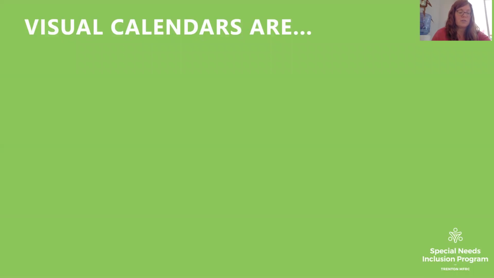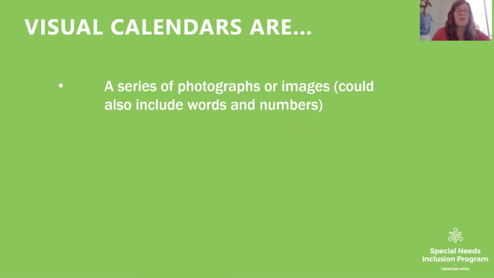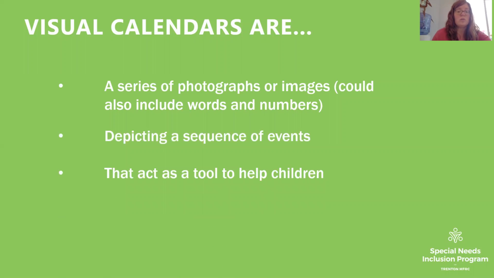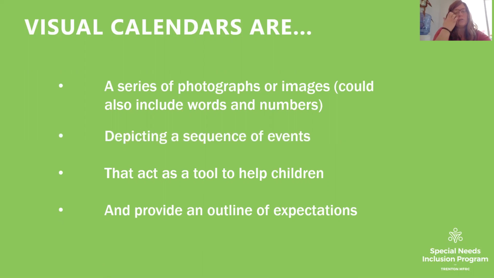So visual calendars are a series of photographs or images. They could also include words or numbers depending on what you're depicting, the age of your child, all of those factors, depicting the sequence of events. They act as a tool to help children and provide an outline of expectations. So a visual calendar is a tool that is used to support children with daily routines, schedules, and tasks by outlining these sequences with visuals, which generally are easier to understand for children.